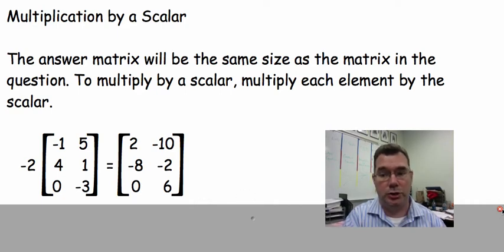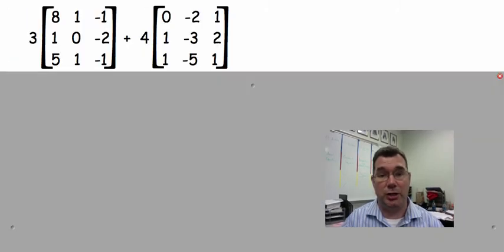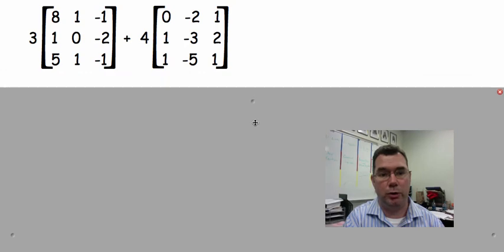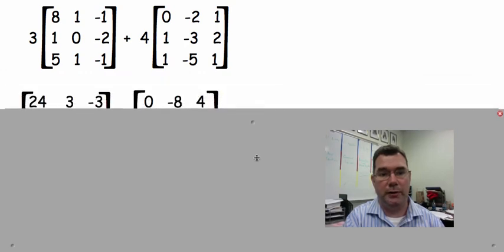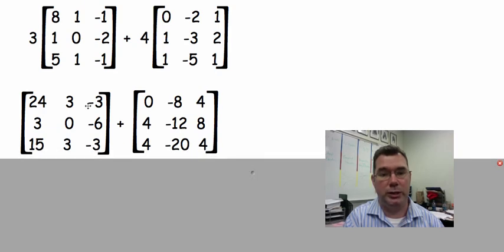Okay, so those are 2 of the operations of matrices. And obviously I could ask you a question where I combine those concepts. So I have 3 times this 3 by 3 matrix here, plus 4 times this 3 by 3 matrix here. What I'm going to do in the first step is multiply this first matrix by 3 and this second matrix by 4, and then I will add them together. So kind of an order of operations. So if I multiply the first matrix by 3 and the second matrix by 4, this is what I get.